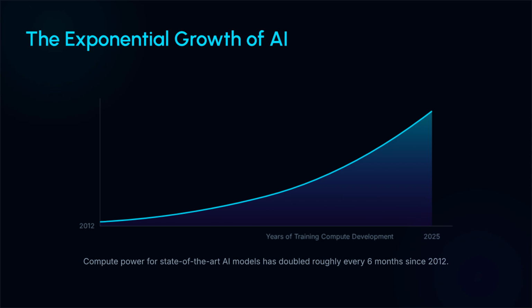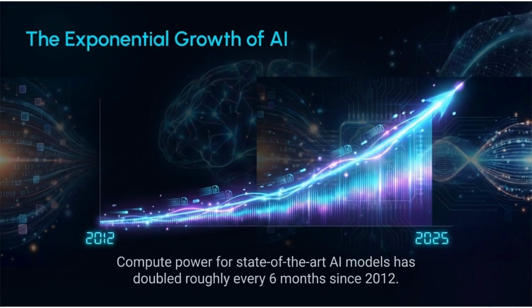The exponential growth of AI is evident in the compute power required for state-of-the-art models, which has doubled roughly every 6 months since 2012. This growth trend illustrates the rapid acceleration of AI capability driven by increasing computational power.